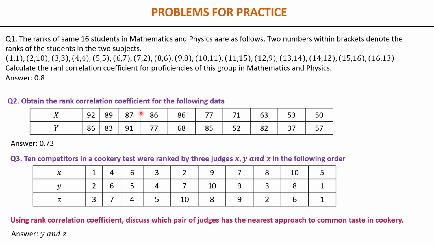The second problem is similar to our second problem in the example where marks are given. So you need to do the fixation of ranks and then you evaluate the rank correlation coefficient. The third one is similar to the common likings in music. Here it is cookery, which we have given. But again, three judges. Check which of the two pairs of judges have a common taste in cookery, so that you could check out using similar to example number 3. So these three examples are exactly similar to the three examples done in the video.